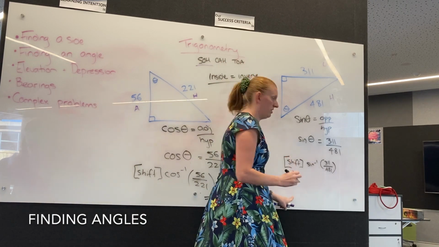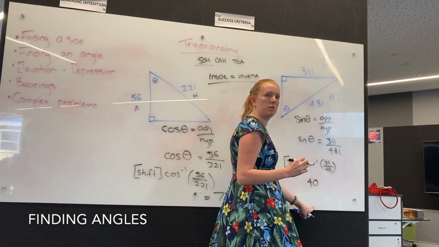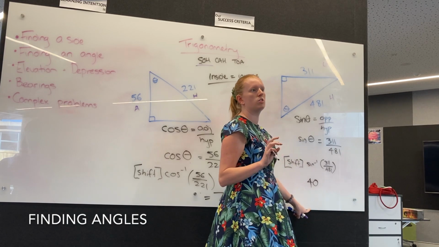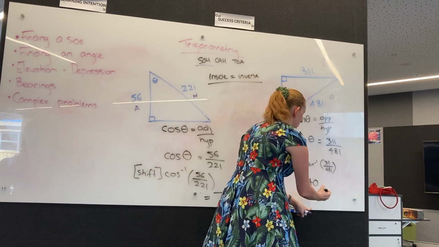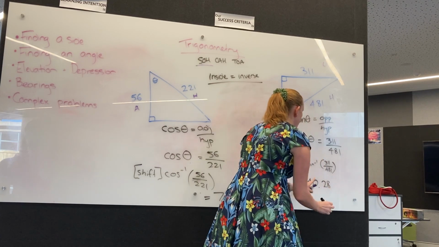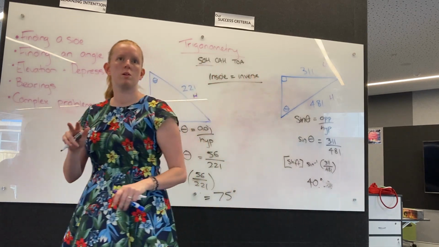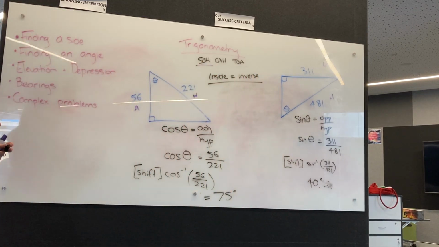40. Just 40. Do you have to put remainders? Generally 2 decimal places is a good idea. 0.28. Oh, you know what, that does round down. We'll just make it 40 degrees. But 2 decimal places is always the safe bet, especially for exams.